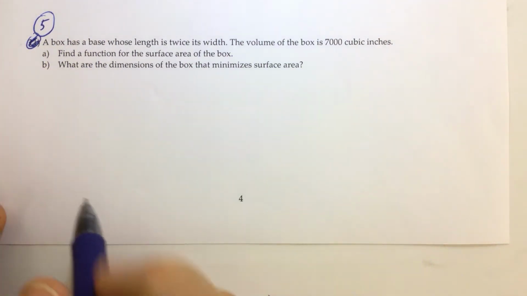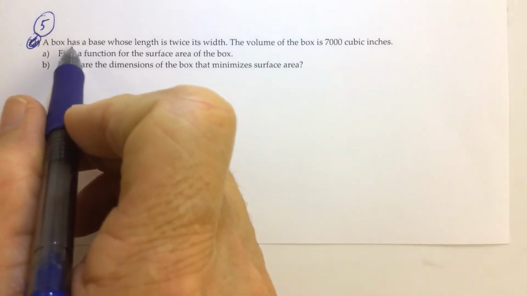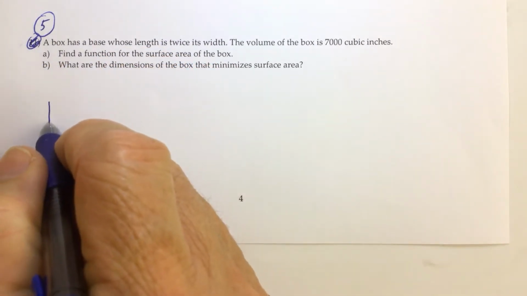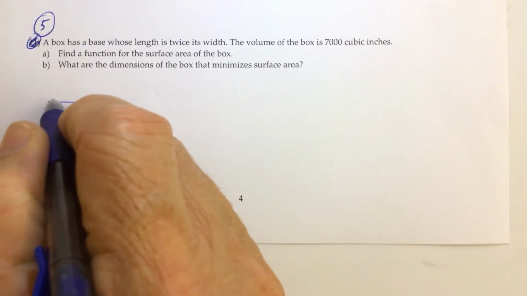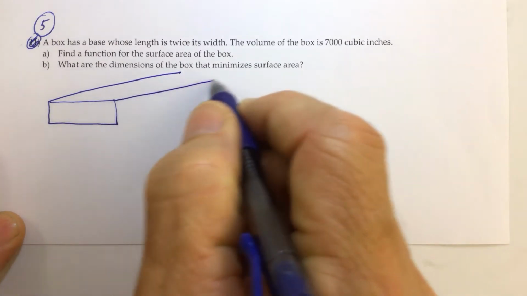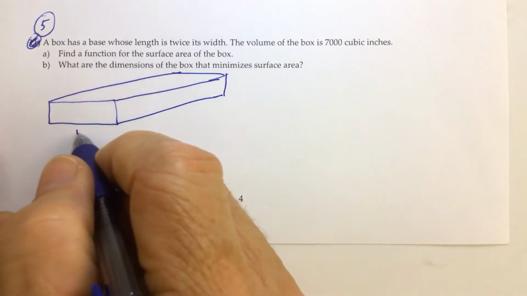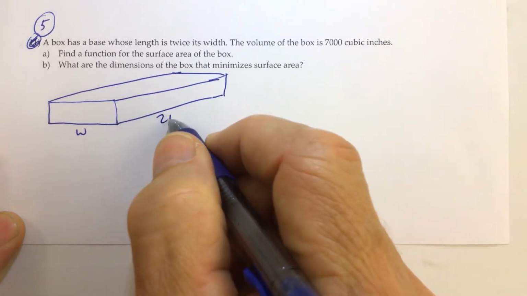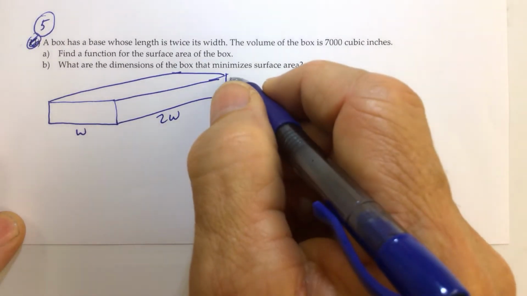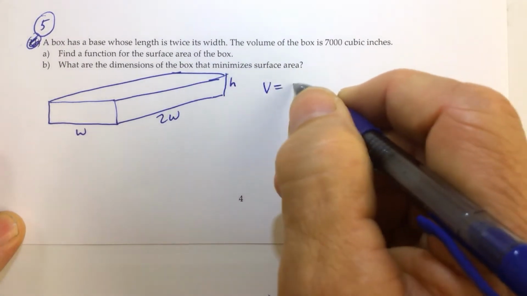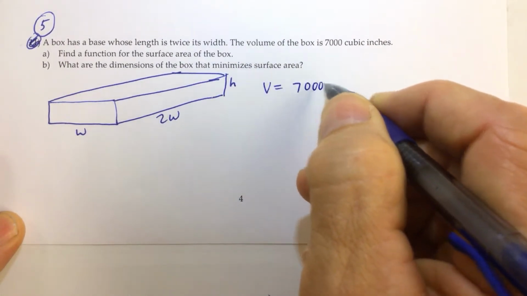For problem number 5, you have a box that has a base whose length is twice its width. So I'm going to draw a box, and I'm going to label the width, and then the length is twice the width, but we don't know what the height is. But we do know that the volume is 7,000 cubic inches.